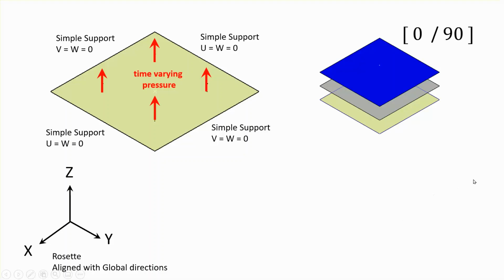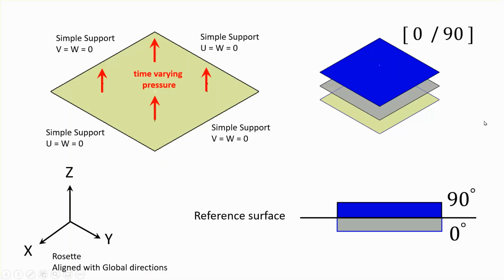Now, I'm using a very simple composite plate, only two layers. This is called a cross-ply laminate, 0 and 90 degrees, two layers only, and they are symmetrically placed about the reference surface. Saying that this is symmetrically placed about that reference surface does not mean this is a symmetric stacking sequence. You can see it's not symmetric.